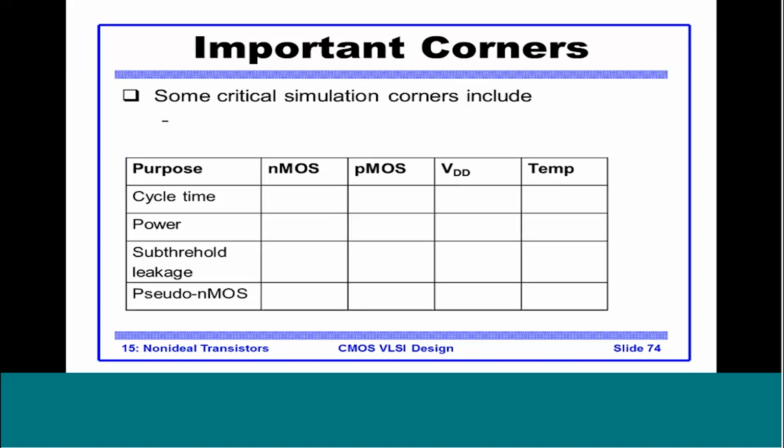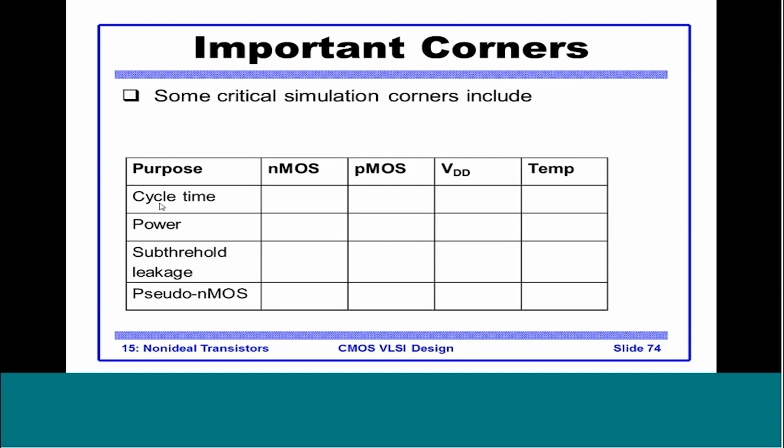Let's see how a combination of all these corners affects some of the parameters. Let's say during the design, the cycle time here is nothing but the frequency of operation, which means the performance of the chip. Let's say I design a processor and I want to see the effect of all these four parameters, that is NMOS speed, PMOS speed, the voltage and the temperature, on the performance.